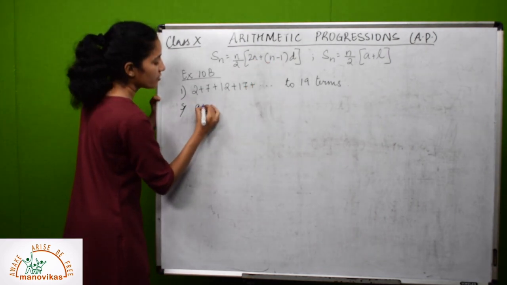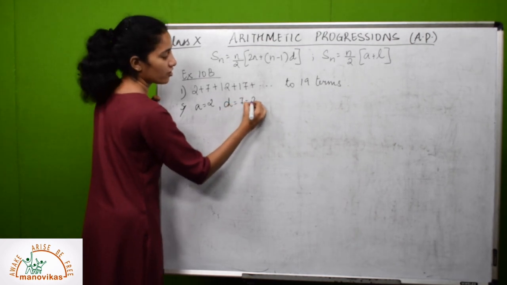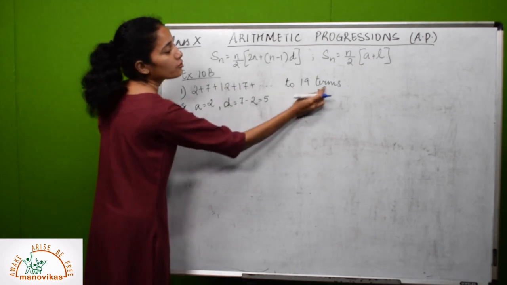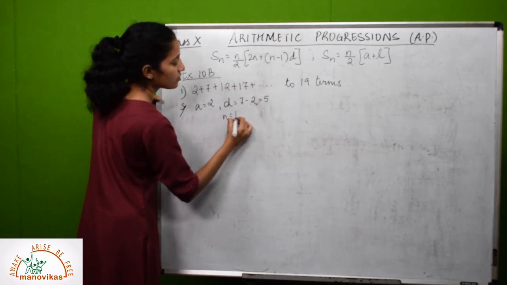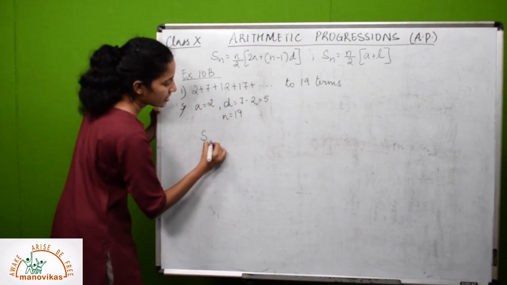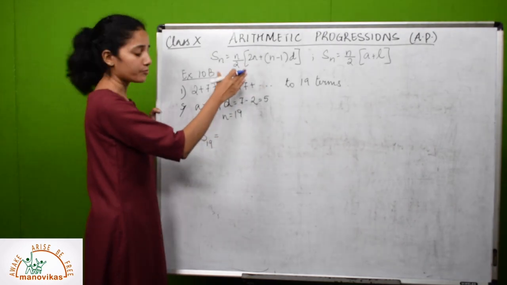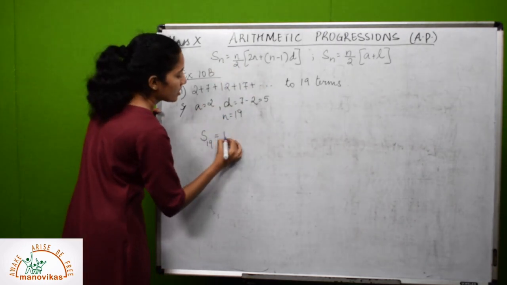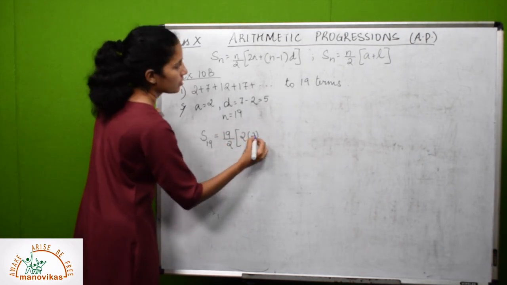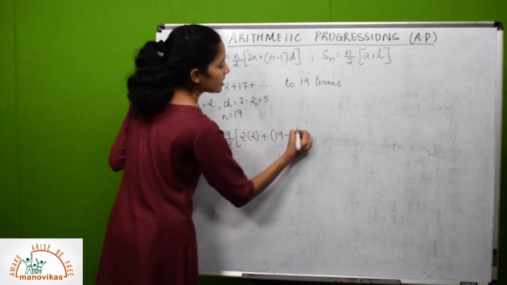So a is the first term, which is nothing but 2. d is the second term minus the first term, which is nothing but 5. And here n is up to 19 terms, meaning n is equal to 19. So to calculate the sum, S19 will be equal to, we will be using this formula. So you directly substitute. So this will be 19 divided by 2, 2 into 2 plus 19 minus 1 times d, that is 5.